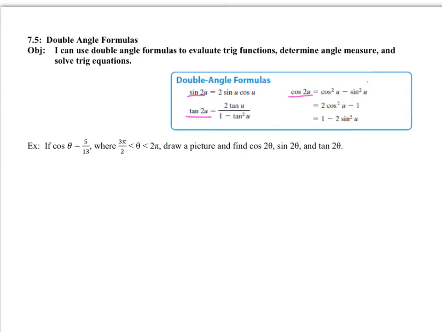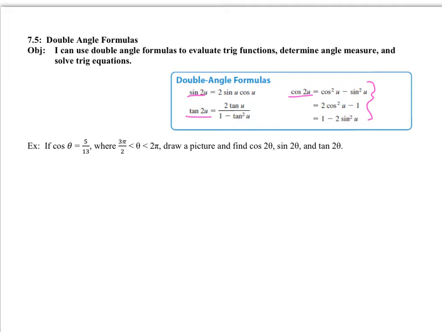And we actually have three choices for cosine. You can expand them in any of the three ways. This will just help you evaluate unique trig functions either by using the unit circle or by creating a triangle. Let's take a look at the example down below.